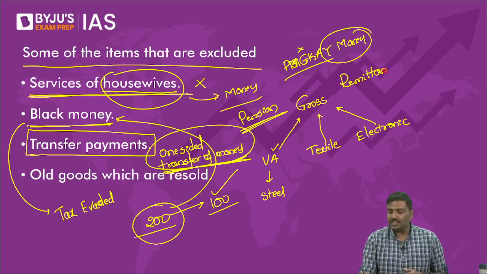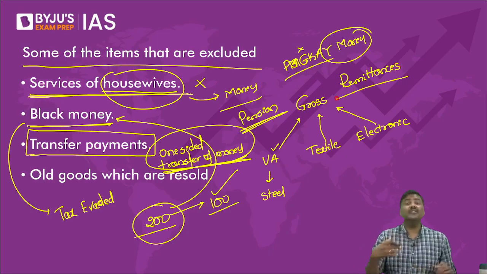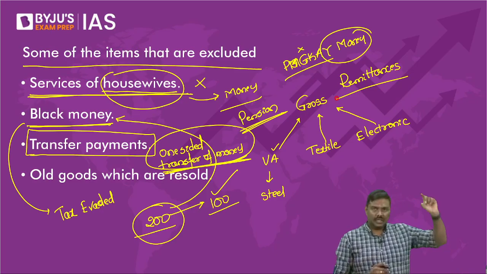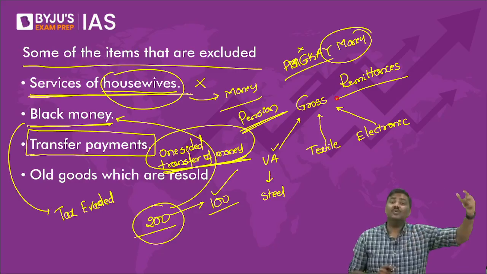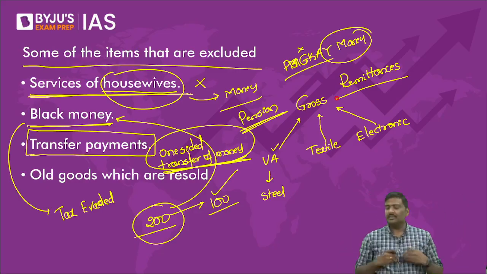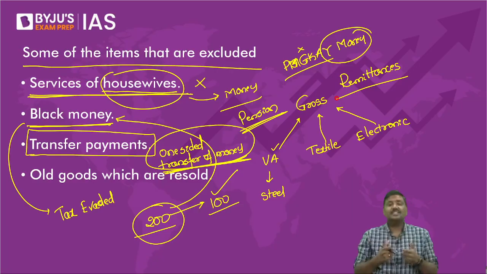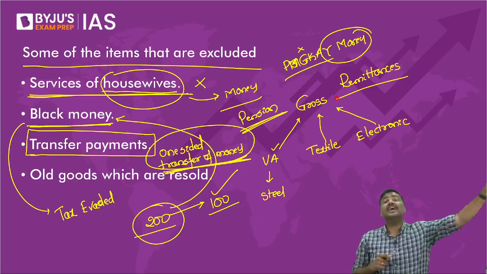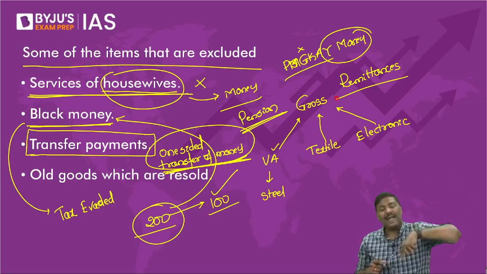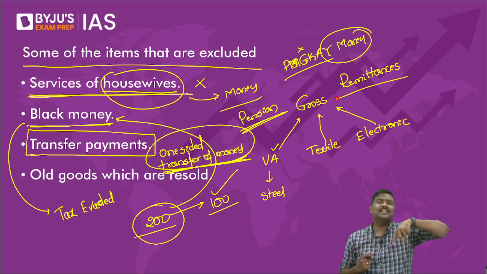Remittances. India is one of the largest recipients of remittances. What is the meaning of remittances? The funds which are transferred from the Indians who are living outside India. Simple. The funds which are transferred from the people who are living outside India back to India. For what purpose will they send this money?